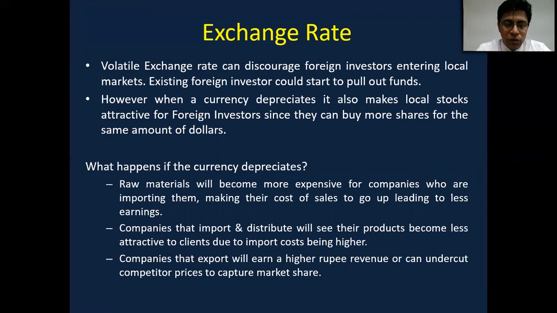From a listed company's point of view, let's see what happens if the currency depreciates. Companies that import raw materials will have to pay more rupees to buy the same amount of dollars, thus making their cost of sales go up, leading to lesser earnings. Companies that import and distribute will see their products becoming less attractive to clients due to import costs being higher. However, companies that export will earn a higher rupee revenue, or can afford to undercut competitor prices to capture market share.